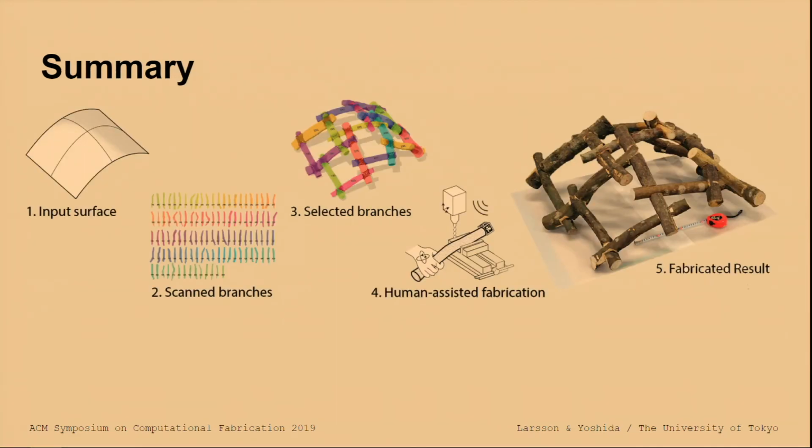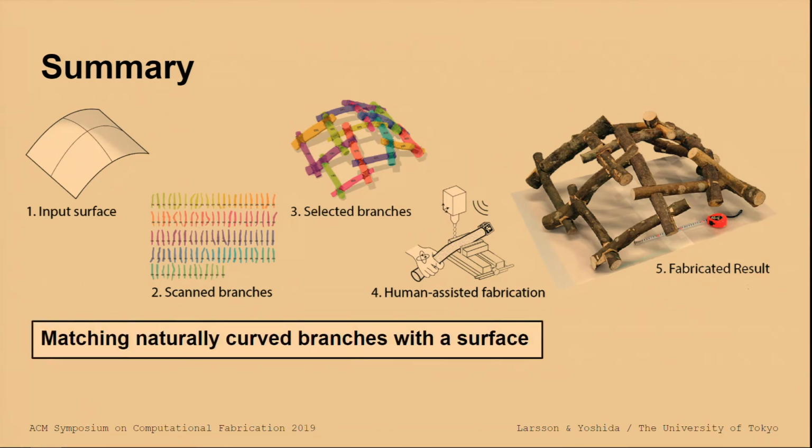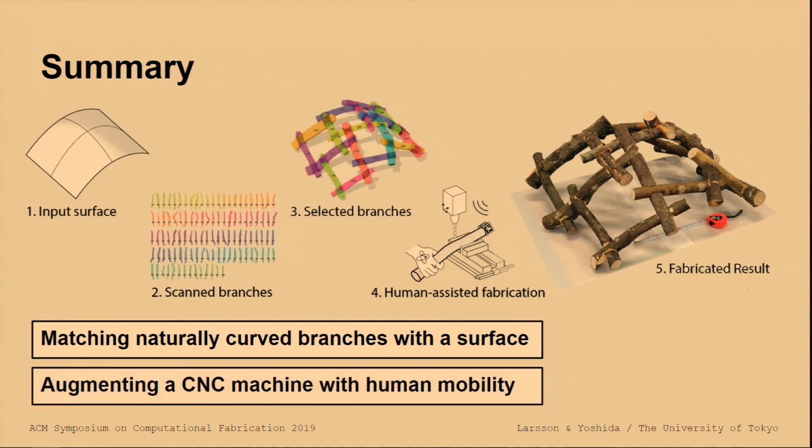So in summary, we have developed this personal fabrication system that leveraged the diversity of wood. With this system, we can upcycle branches to become a construction material. And our two main contributions are, one, the design planning system that is efficiently matching naturally curved branches with a target surface, and secondly, a fabrication system that augments a CNC machine with human mobility.